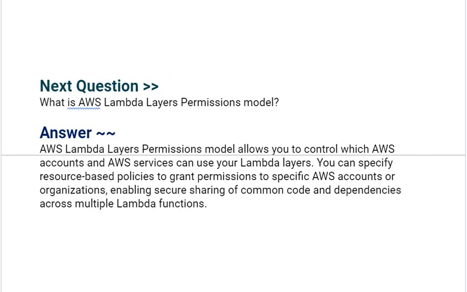Our interview question based on Certified Developer Associate is: what is AWS Lambda Layers Permissions Model? Your answer should be AWS Lambda Layers Permissions Model allows you to control which AWS accounts and AWS services can use your Lambda layers. You can specify resource-based policies to grant permissions to specific AWS accounts or organizations, enabling secure sharing of common code and dependencies across multiple Lambda functions.